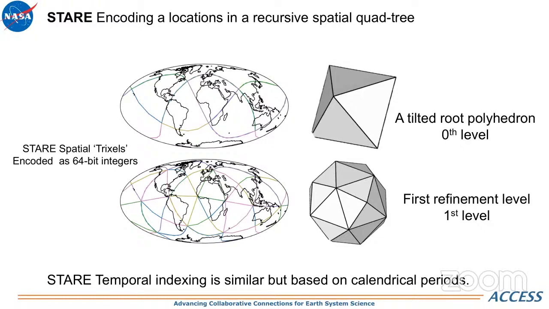And then what we do is that we get the quad tree part by taking each of the triangular regions, or trixels, and then dividing them up by 4 in a very straightforward way that simplifies and helps make the geometric calculations efficient. And then we encode each of these triangles with 64-bit integers. Now, the STARE temporal indexing is very similar, except that it's based on calendrical periods, and so you don't have a nice quad tree. You have a tree with different numbers of branches at each of the calendrical levels.